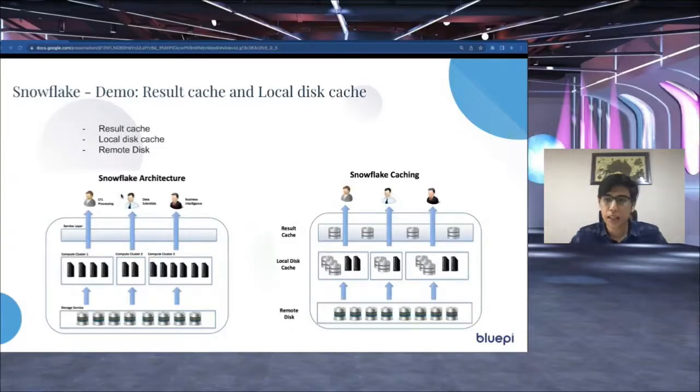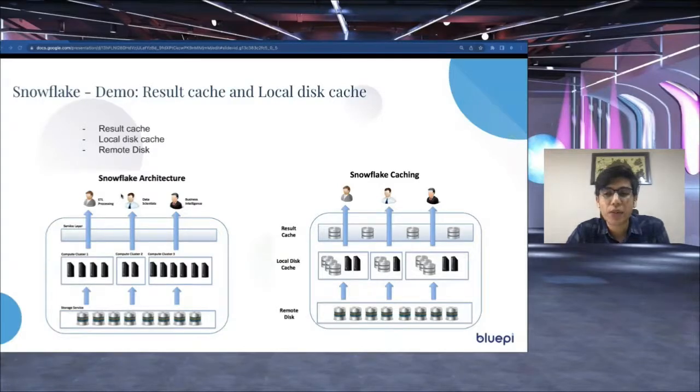The last in our list is caching. So there are two types of caching in Snowflake, and the caching is used to make Snowflake, or any system, fast. The two caches are result cache and local disk cache.